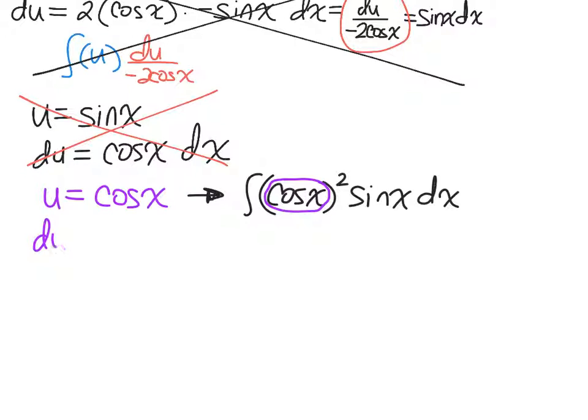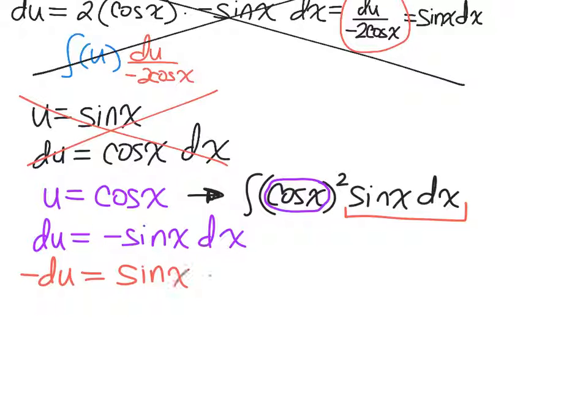So in this case, du would be equal to negative sine x dx. Well, I don't need a negative sine x dx. I need a positive sine x dx. So let me negate my equation. Negative du is equal to the positive sine x dx. Just because it's a differential doesn't mean it's not an equation. You can multiply both sides of an equation by whatever you want, divide by whatever you want, as long as it's not zero, raise both sides to whatever power you want. These are all operations that you can do.